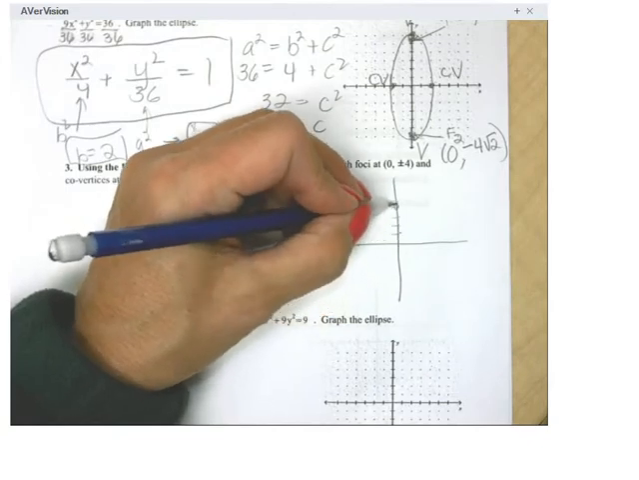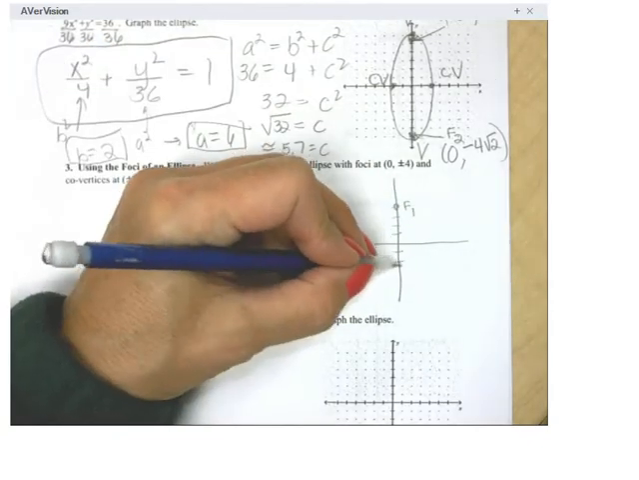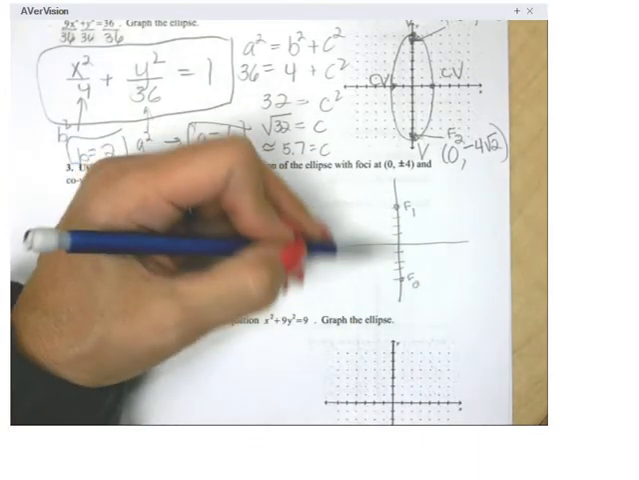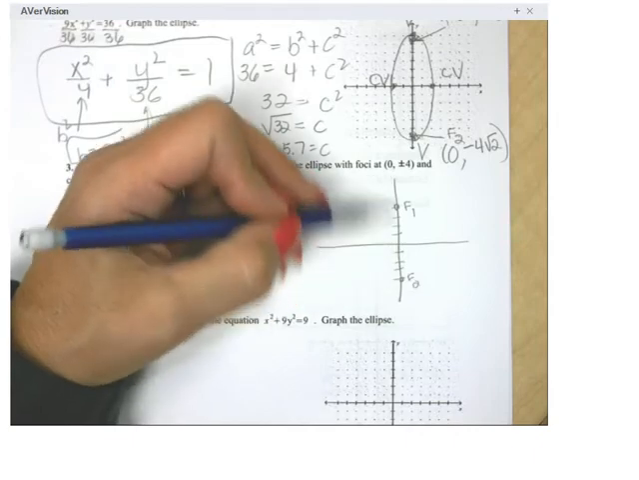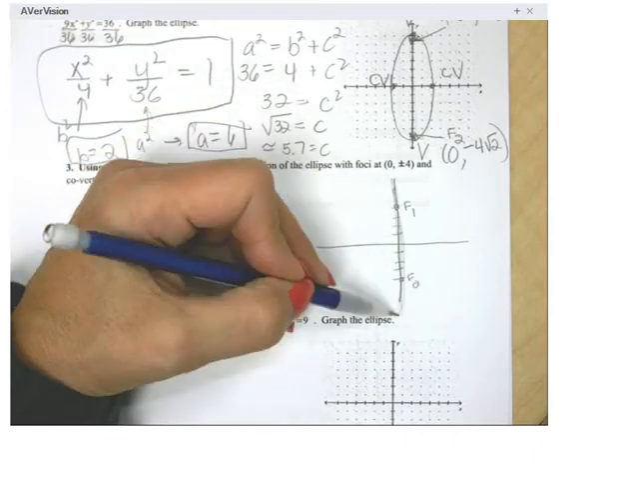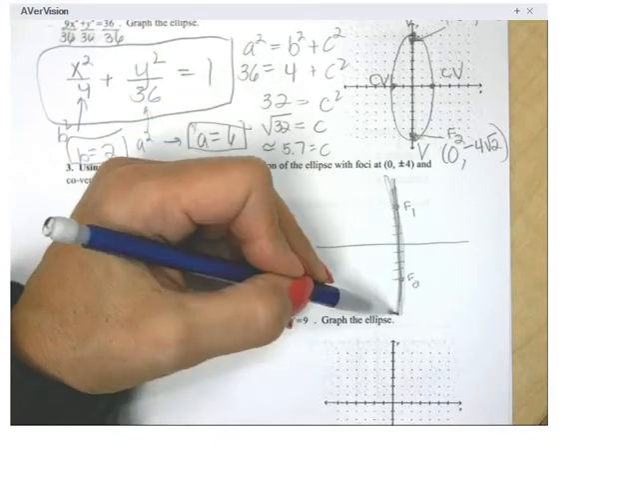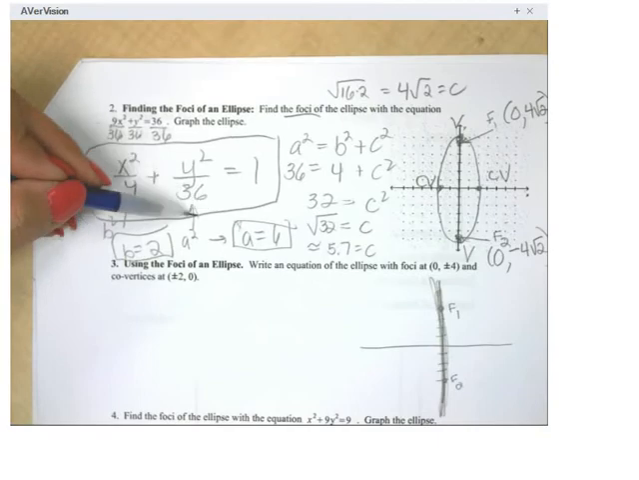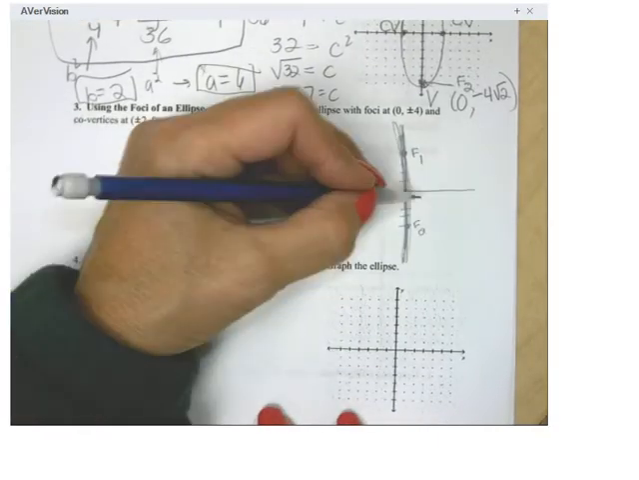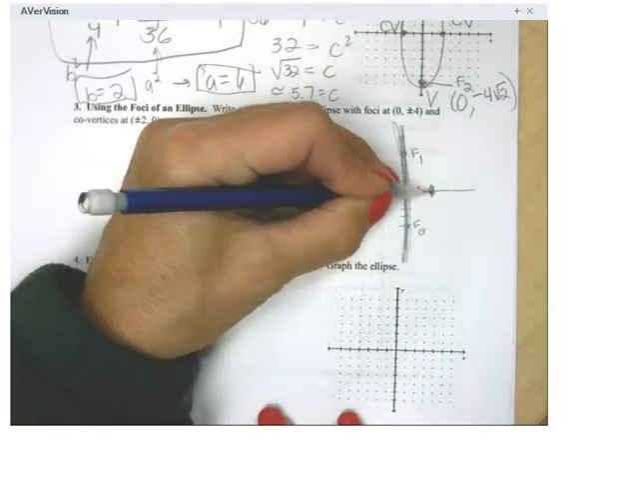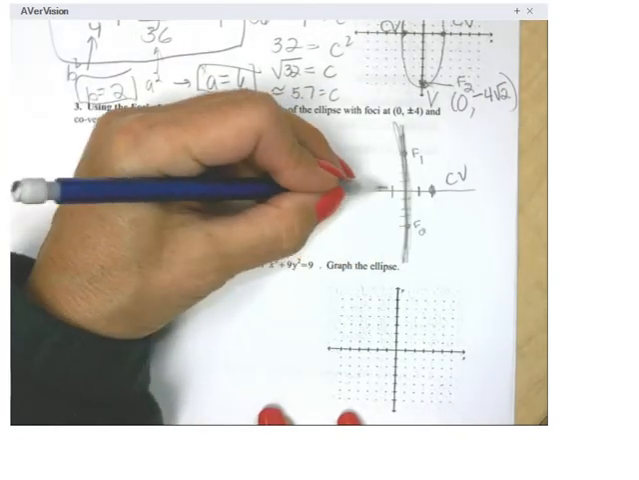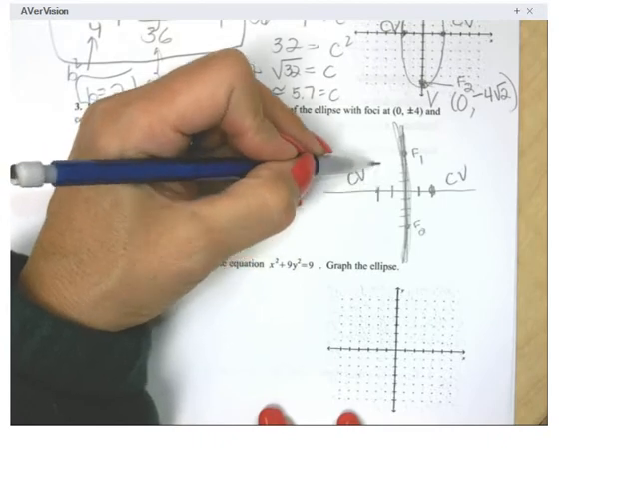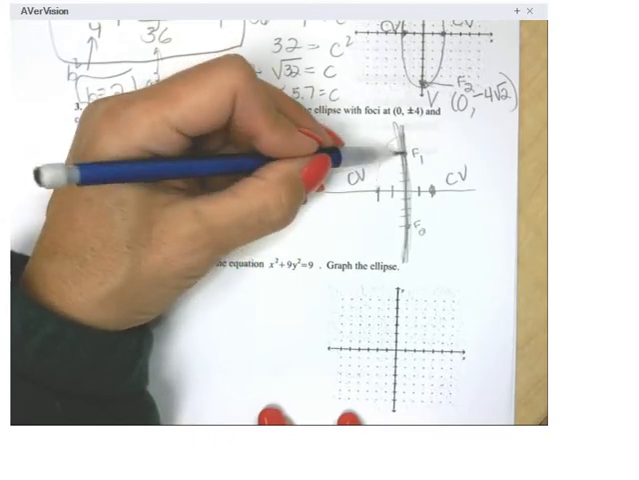So we'll see. I have foci at 0, 4, and 0, negative 4. So 0, 1, 2, 3, 4. There's one focal point. 1, 2, 3, 4. There's the other focal point. Now, I know that the major axis has the foci on it. So I know my graph has this be the long axis. So I know it's going to look like this. It's going to have the larger number underneath the y. My covertices are at 2, 0 and negative 2, 0.